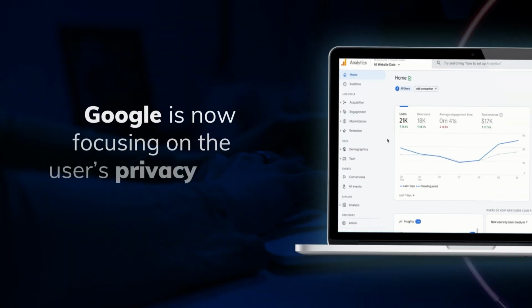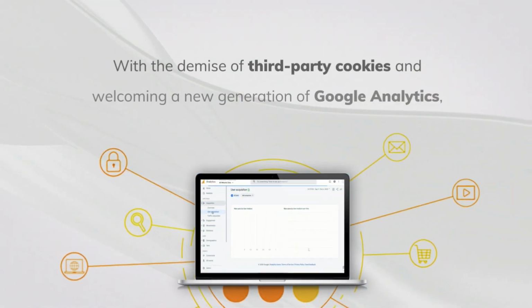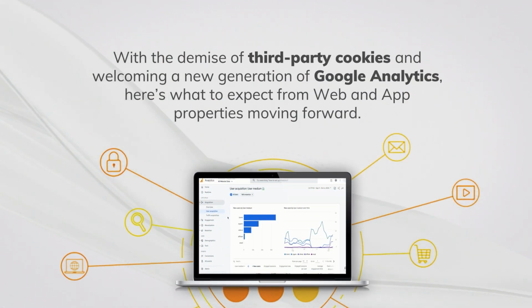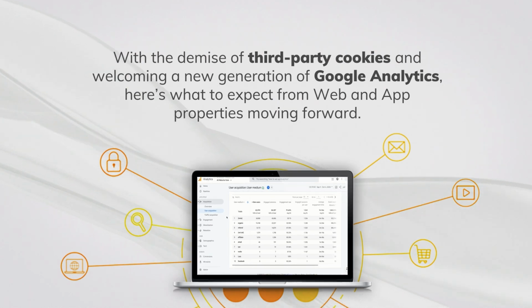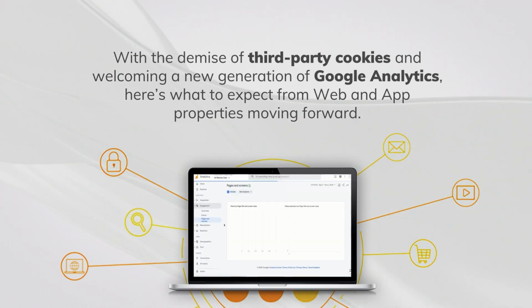If you didn't know, some pretty important changes are around the corner for your marketing campaigns, Google Analytics, and the attribution model. Why the update? Mainly because Google is now focusing on the user's privacy online. So, with the end of third-party cookies and welcoming a new generation of Google Analytics, here's what to expect from web and app properties moving forward.